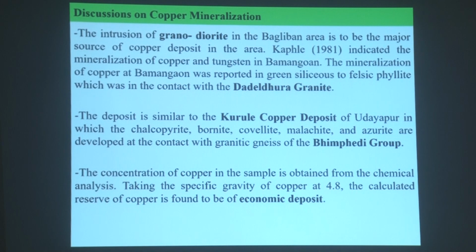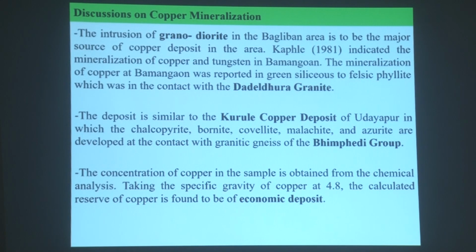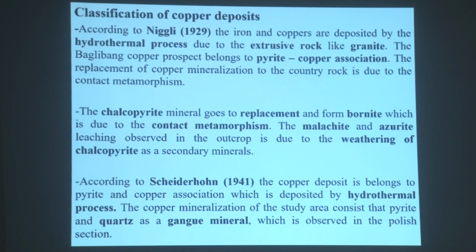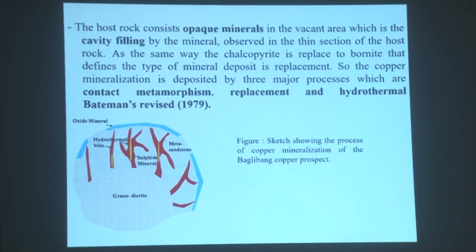The mineralization of the copper at Bamangam was reported as green siliceous to feldspathic rock, which was in contact with the Daldura granite. It is a very important discussion on the copper deposit of the Baglevan copper prospect. According to Niggli 1929, the iron and copper are deposited by the hydrothermal process. Due to the exclusive rock-like granite, the Baglevan copper prospect belongs to pyrite and copper associations. You can see in the figure also.